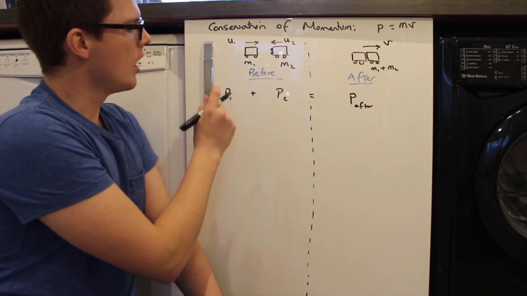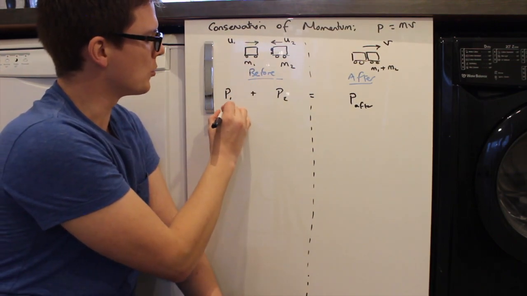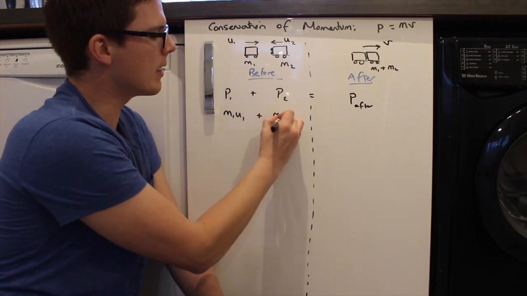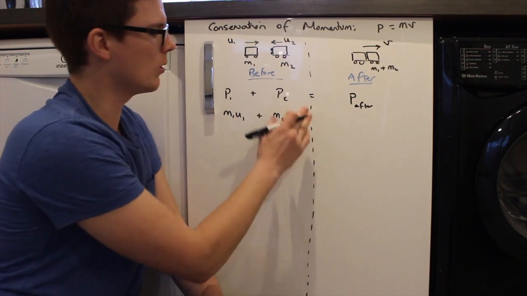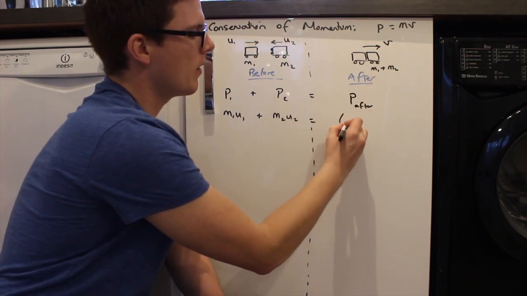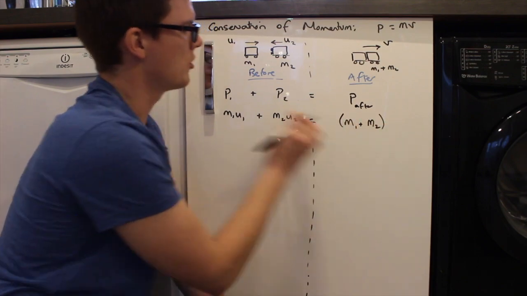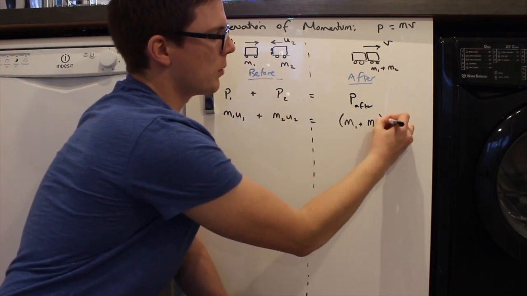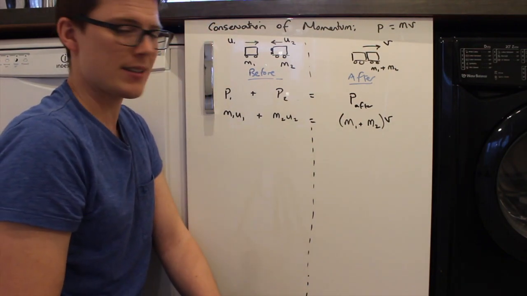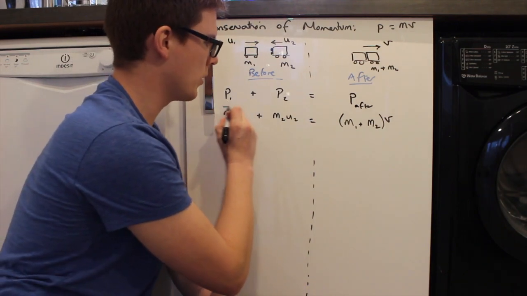Okay? So for object 1, p1 is equal to m1 u1. p2 is m2 u2, right? And that's going to be equal to the mass of the combined system, which is m1 plus m2, the same as before, times the final velocity v. Okay, so that's it. That is an equation when you've got two objects that have stuck together.